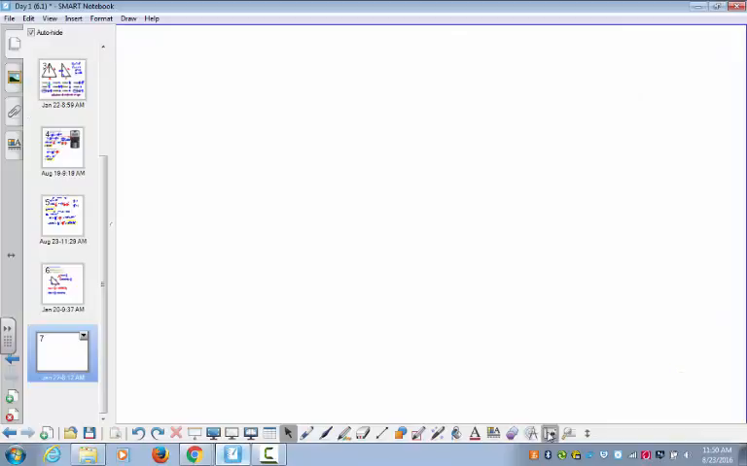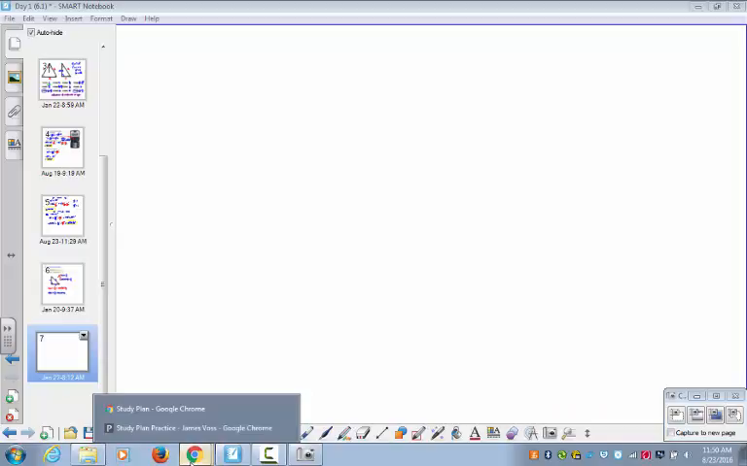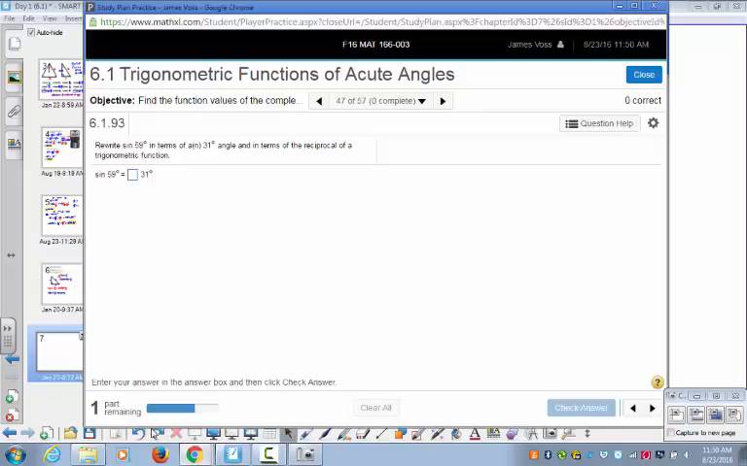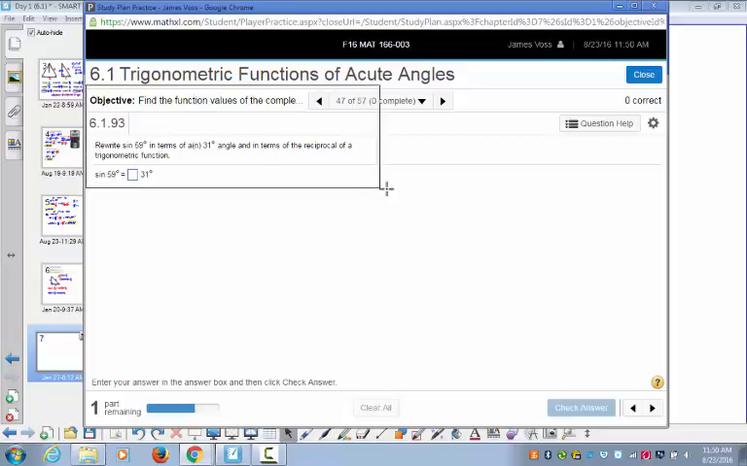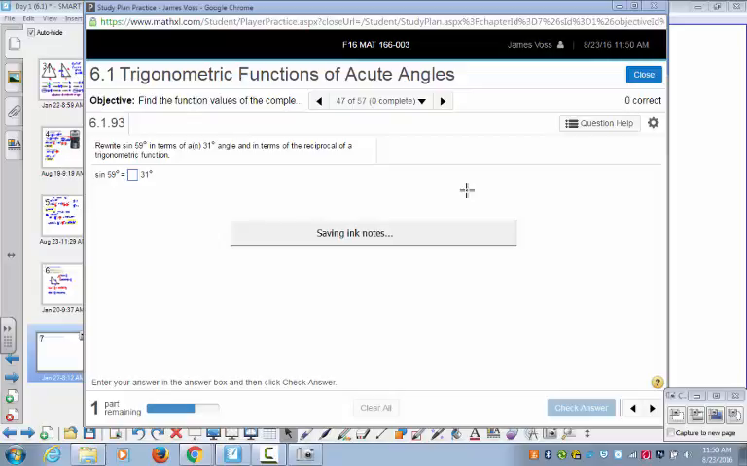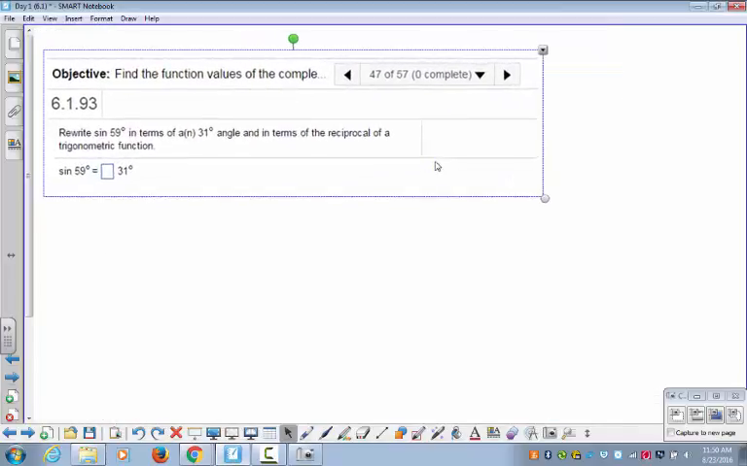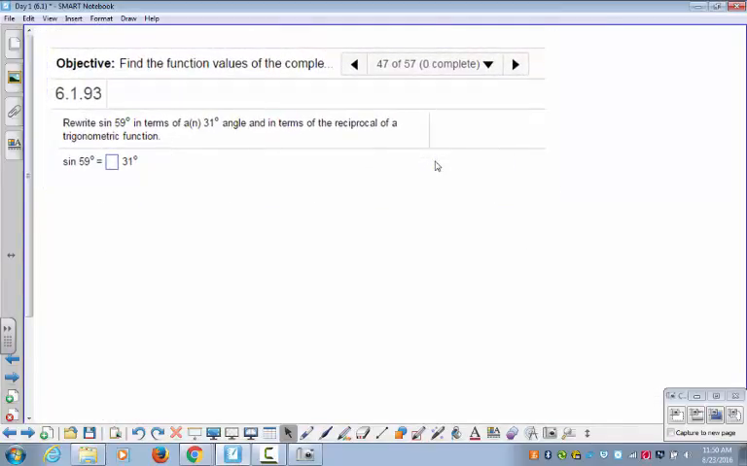Get my capture tool up and running. Let's go back to here. Okay, we'll do this one. Turn down the volume of that shutter. That's enough, I guess. I don't know what negative 8 means.